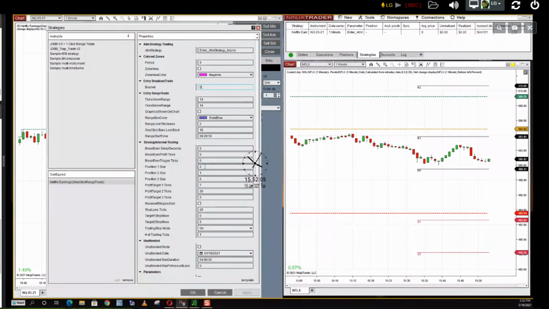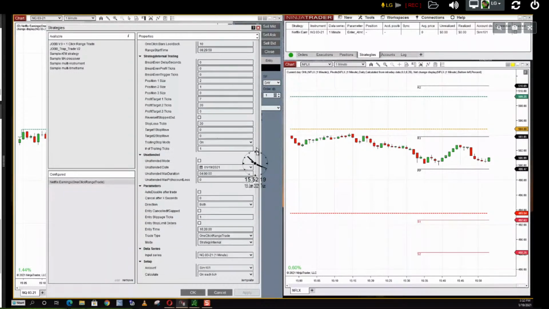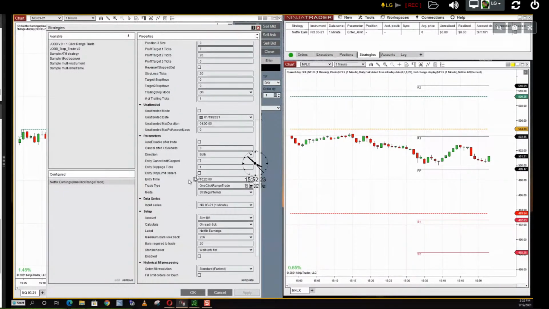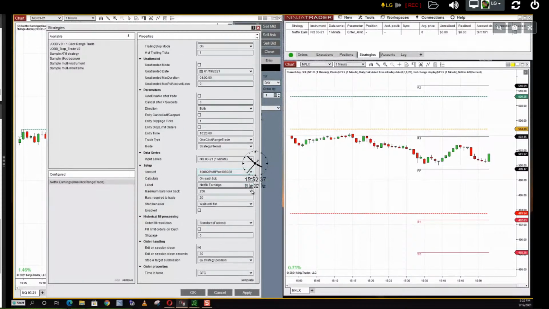And I'm going to risk 2 contracts for 7 ticks, one contract for 20 ticks, and I'm going to risk $100 per contract. So it's a $300 risk on the trade. We don't have to worry about entry time. You just have to make sure you choose the right trade. One click range trade. Okay. I like where my orders are going to show up. So now I'm not going to test them because now they're going to be live. Okay.